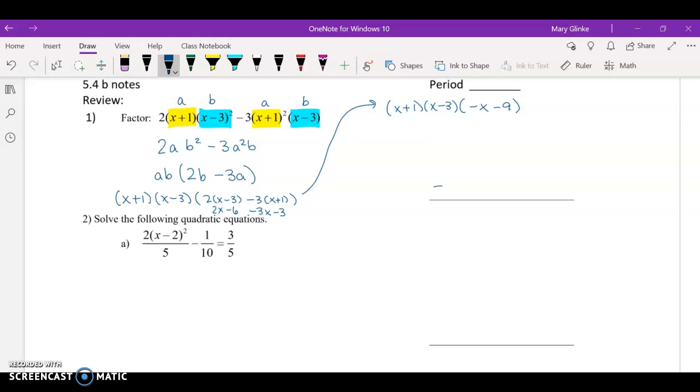Since these both have a negative, I'm going to take a negative 1 out in front. I have x plus 1. Oops, that looks like negative x. It's just a normal x. So I have x plus 1, x minus 3, and x plus 9, all being multiplied by that negative 1 when I factor that out.